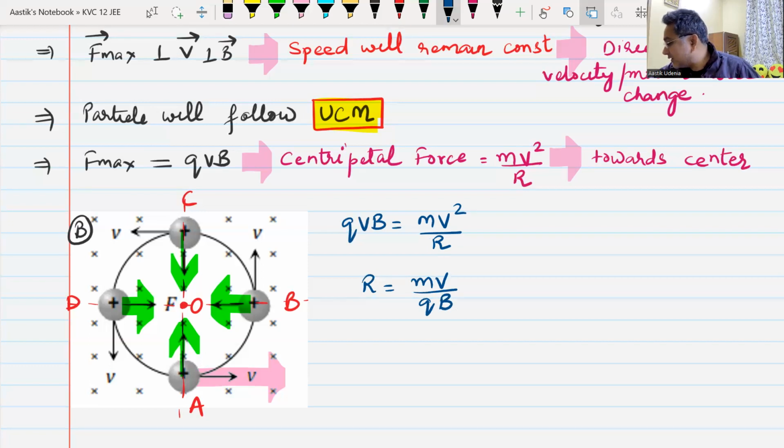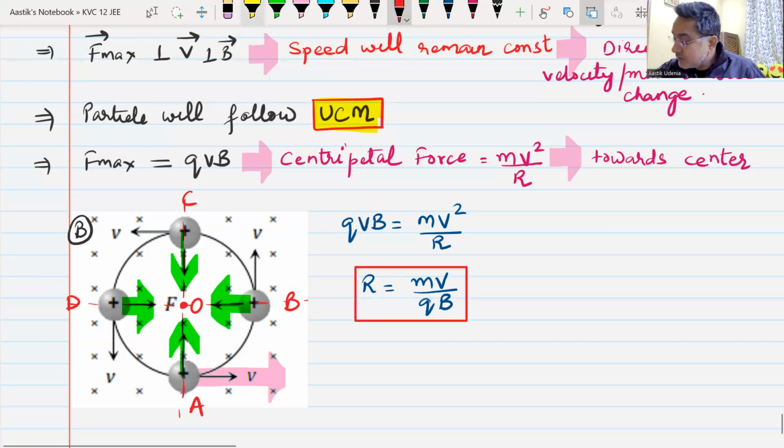A very important result that you must remember and understand: whenever the particle is moving such that its velocity v is perpendicular to the magnetic field, it is always going to move in a circular path whose radius is given by this formula. Do we understand this? The radius r will be given by this formula.